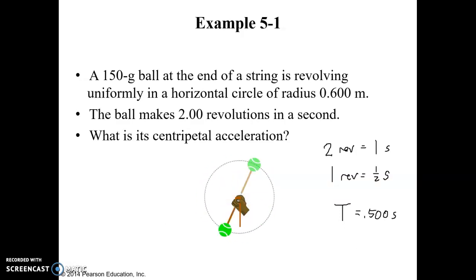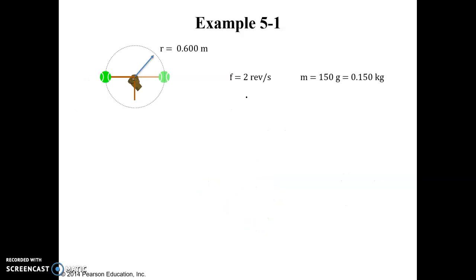So let's move on to the next slide. The frequency is 2 revolutions per second. So as I said, that means the period is the inverse of that, 1 over 2, or 0.500 seconds. The mass is given to us in grams. We typically want to convert everything to kilograms. That's the primary unit of mass that we want to use. So we're going to use 0.150 kilograms. We're just moving that decimal place 3 places.